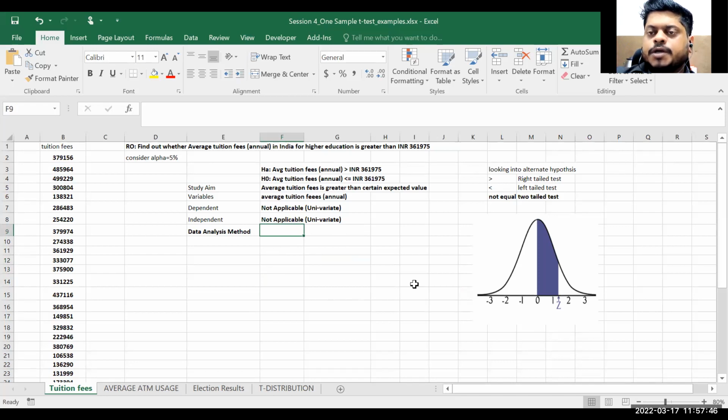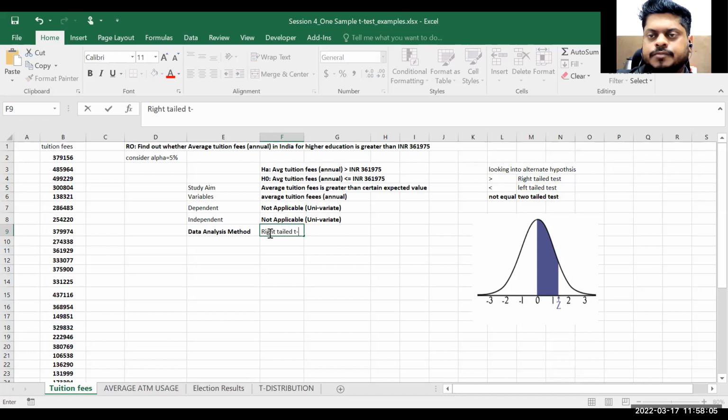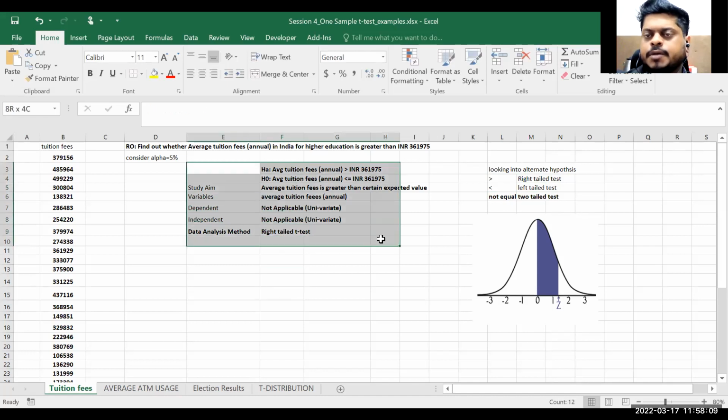So now the question is what kind of t-test? Under t-test, there are three different types: right-tailed, left-tailed, and not equal, that is two-tailed test, right? In this particular case, what kind of test? Right or left or two-tailed test? Right. Right tail. Right-tailed t-test. Okay.